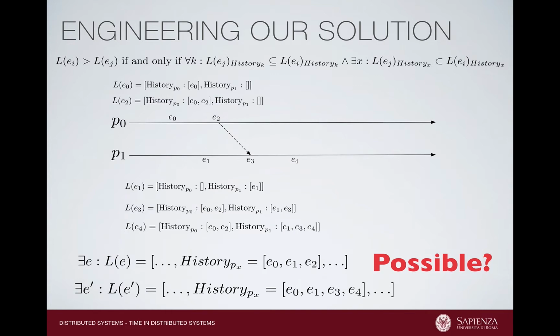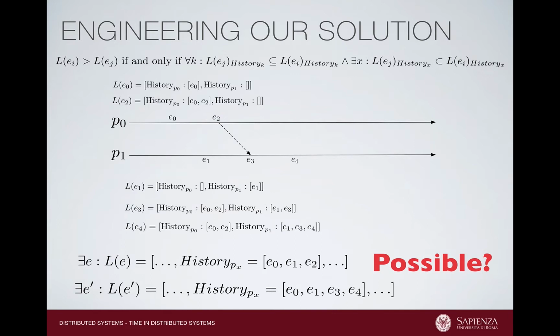So it also means that it's not possible that we have two histories that have different sizes, such that the smallest one is not a prefix of the other. This is also not possible. So when we have histories that have different sizes for the same process, of course I'm talking about the same process, then one has to be the prefix of the other. The small one has to be the prefix of the other.